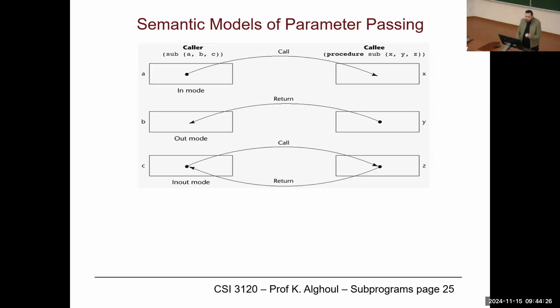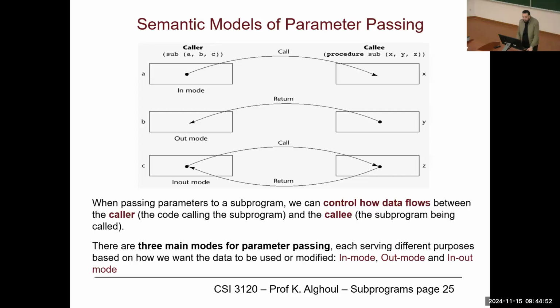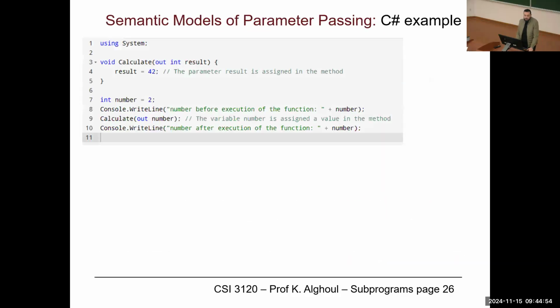So that's the idea. Now the out mode is called pass by result. Why? Because I'm just going to pass you a container, and you're going to give me what here? What is passed here? The result. In and out is called pass by value result. So I'm giving you a value, but you're also giving me a result. These are the three main modes: in mode, out mode, and in-out mode.